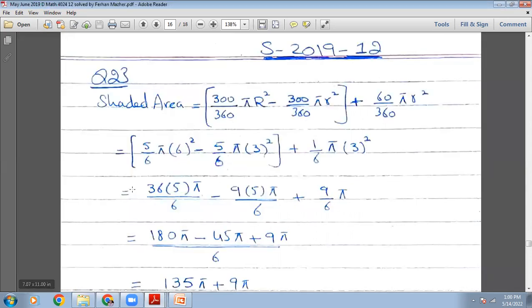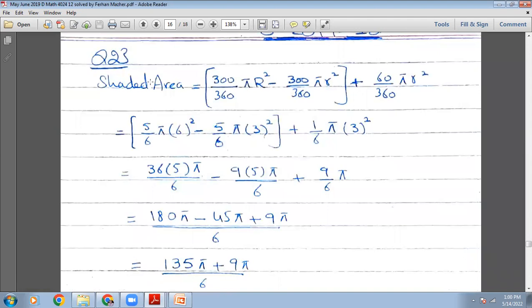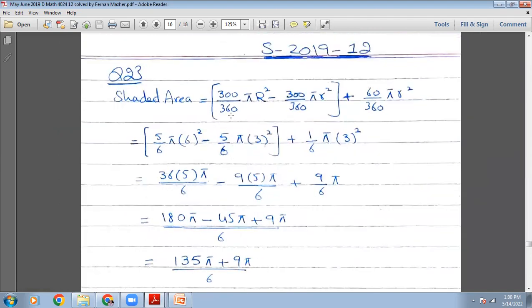So let me show you properly how this is done. On your screen, it is showing that we have the shaded area: 300 divided by 360 pi r square minus 300 divided by 360 pi r square. This is the small radius, its value is 3. This is the big radius, its value is 6. And this is the small shaded area, that is 60 divided by 360 pi r square, its r value is 3. Just put these values here.